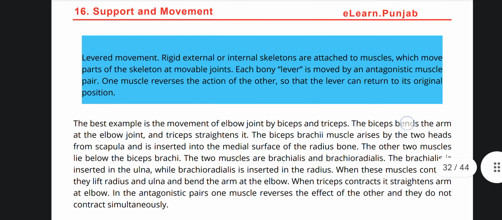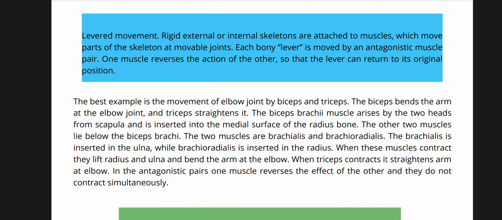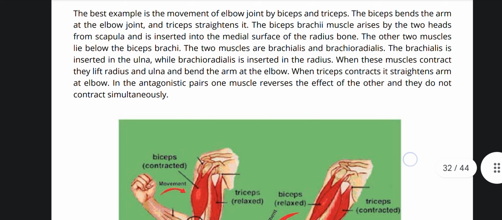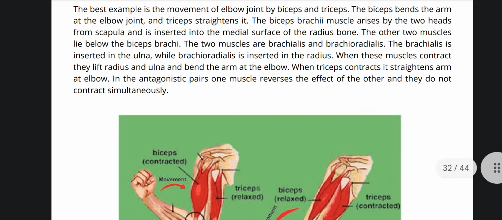Levered movement. Rigid external or internal skeletons are attached to muscles which move parts of the skeleton at movable joints. Each bony lever is moved by an antagonistic muscle pair. One muscle reverses the action of the other so that the lever can return to its original position. The best example is the movement of the elbow joint by biceps and triceps. The biceps bends the arm at the elbow joint and triceps straightens it.